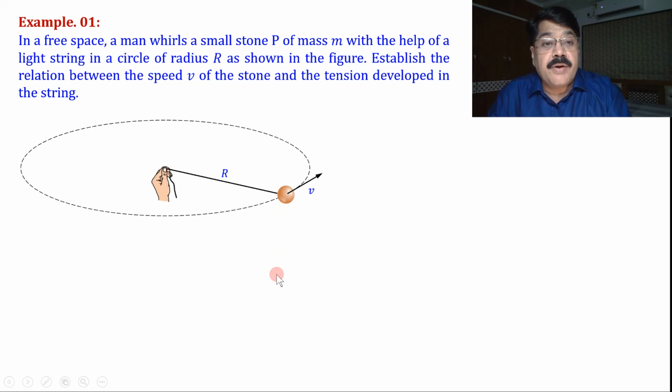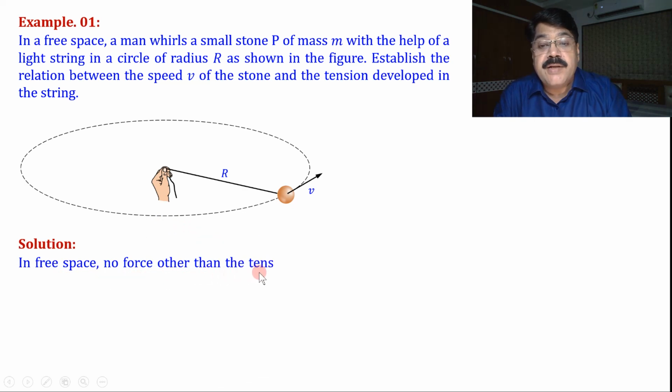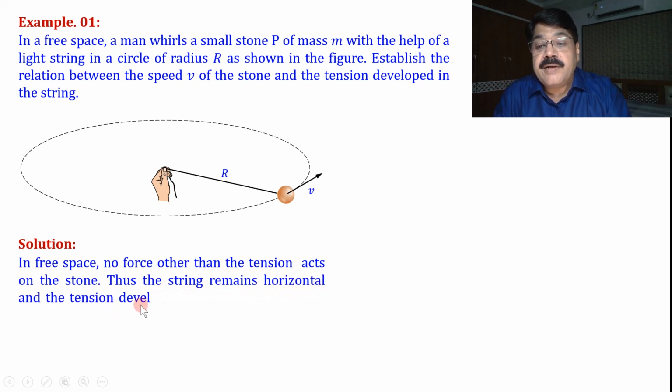Now, this is the logical analysis of the process. What I am stressing while dealing with any problem is: try to understand the process involved in the problem. If you can understand the process clearly, you can write the necessary equation very easily. So what can we think? In free space, no force other than the tension acts on the stone. Thus, the string remains horizontal and the tension developed provides the necessary centripetal force.